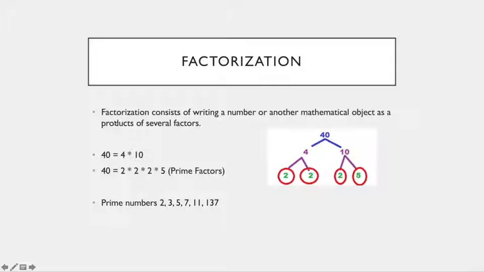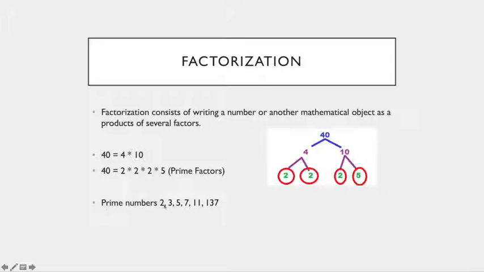By definition, factorization consists of writing a number or another mathematical object as the product of several factors. Let's do a quick example here. If you are given the number 40, 40 can be broken down into 4 times 10. So we say 4 and 10 are the factors of 40. However, 4 can be further broken down into 2 times 2, and 10 can be broken down into 2 times 5. At this point, you cannot break down any more because 2 and 5 are prime numbers. So we say the prime factors of 40 are 2, 2, 2, and 5.